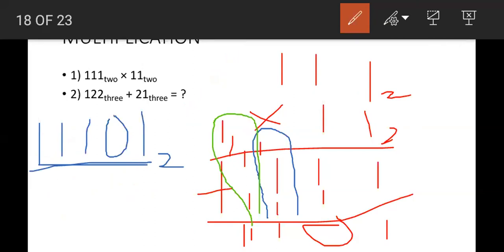So let's do the number 2. Write that down and let me know when you are through, so that I can move on.